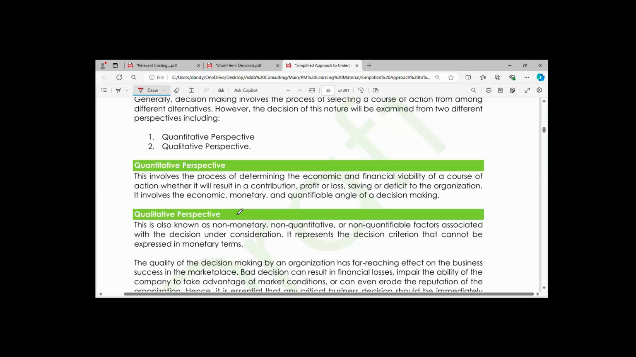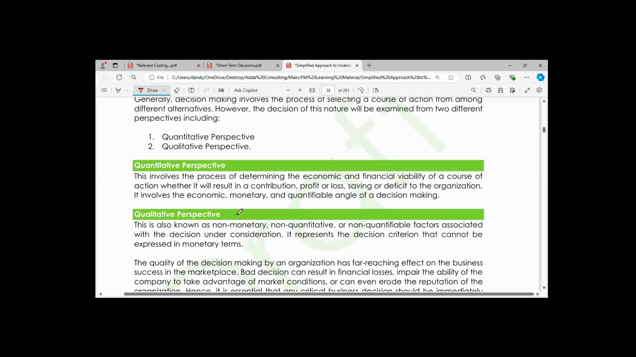So the second one is qualitative factors or perspectives. When you talk about qualitative, it's also known as non-monetary, non-quantitative, or non-quantifiable factors associated with a decision that is to be taken. It represents all those factors that cannot be expressed in monetary terms. Any factors that cannot be expressed in monetary terms are what is known as qualitative factors.